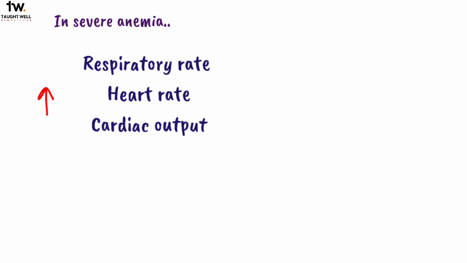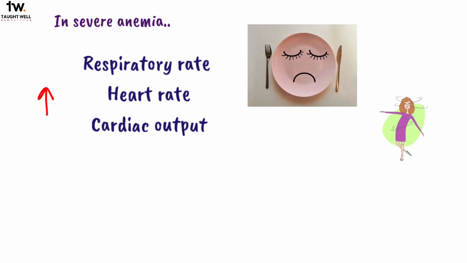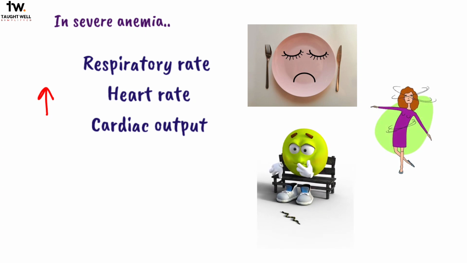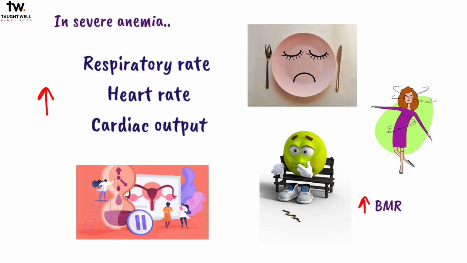Other signs and symptoms important in anemia are anorexia or decreased appetite, dizziness, vomiting, increased basal metabolic rate or BMR, and irritability. In females, we can also see a disturbance in the menstrual cycles.